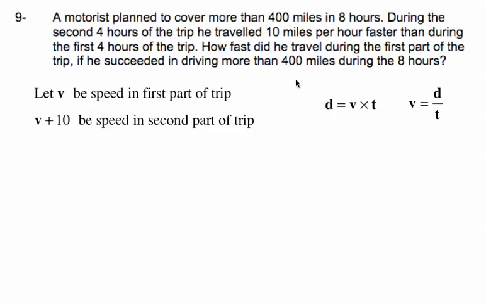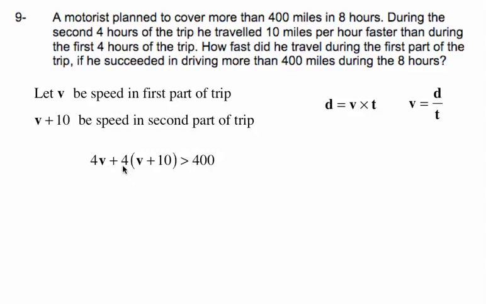And we know that in total he drove more than 400 miles during 8 hours. The first part was 4 hours, and the second part was 4 hours. So I'm going to multiply velocity times time for each of the two sections. Here I have 4 times v, the velocity in the first part, plus 4 times v plus 10, the velocity in the second part. This gives us the distance for each part, and the total distance is greater than 400. And there's the equation: 4v plus 4 times (v plus 10) is greater than 400.